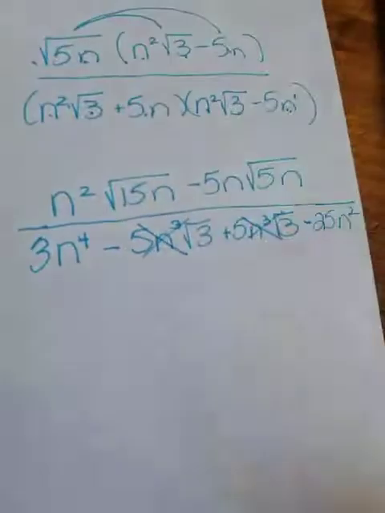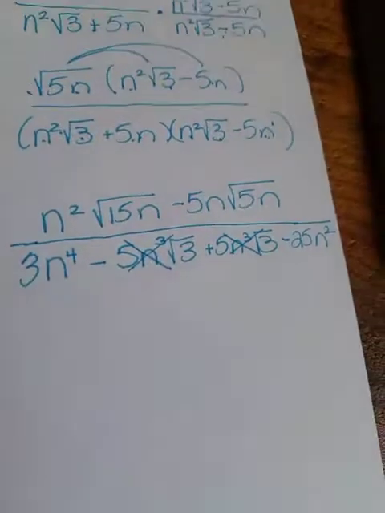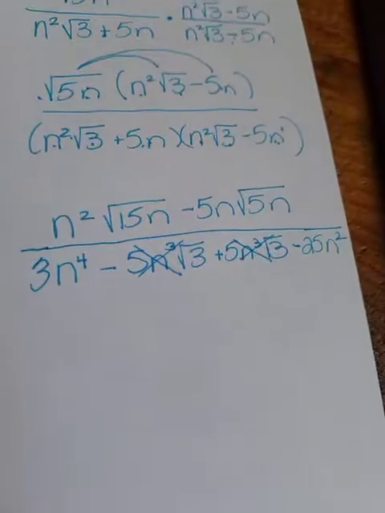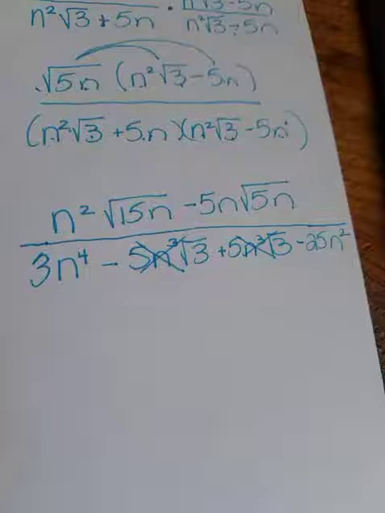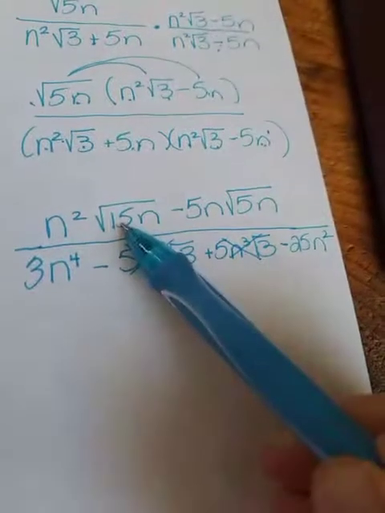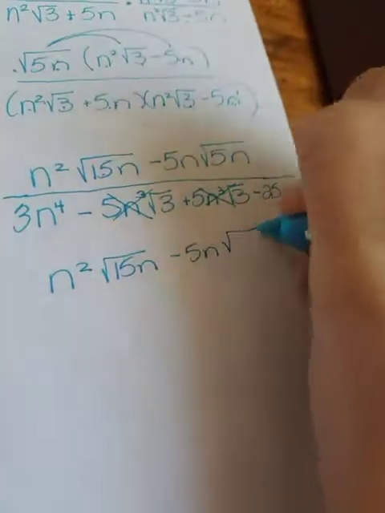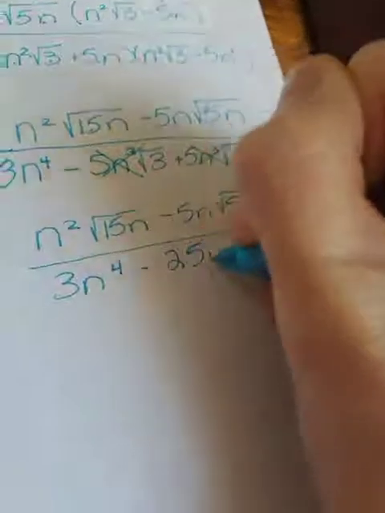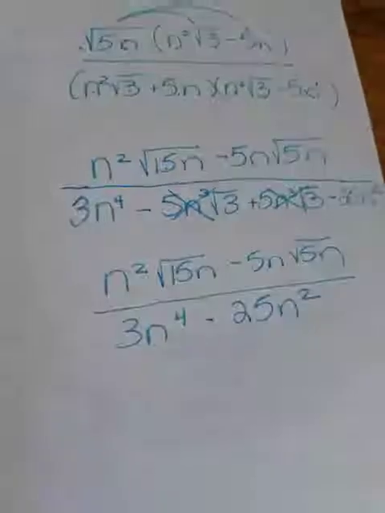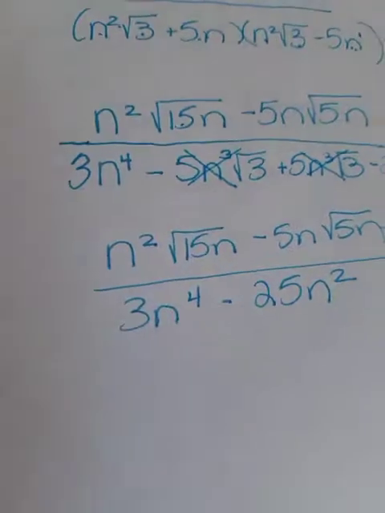So see, here we are again. Your middle terms cancel out. If they didn't cancel out, you did something wrong. So let's take a look in our numerator. Can you simplify 15? Meaning, do any perfect squares go into it? No. Same with 5. So nothing's going on there. Minus 5n. Okay. And then in the denominator, we have 3n to the 4th minus 25n squared. Cannot add those together because your exponents don't match.